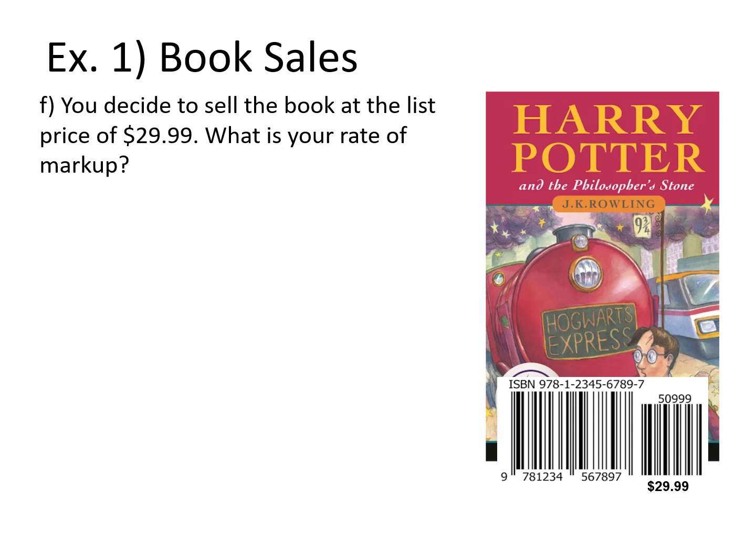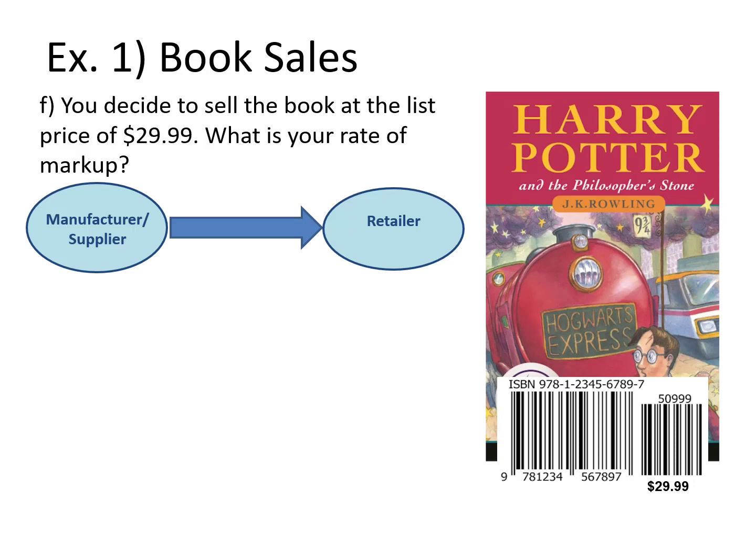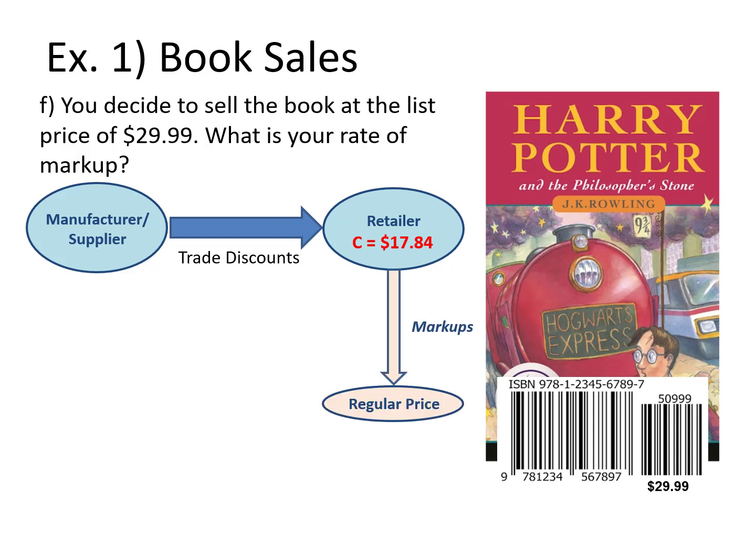Okay, part F, you decide to sell the book at the list price of $29.99. Okay, so the retailer's decided $29.99 it is. What is your rate of markup? So let's recall that the manufacturer went to the retailer with the trade discounts. We got a cost or a net price of $17.84. Now we have our regular price, $29.99. So markup, the dollar amount markup, is going to be the $29.99 minus the $17.84, meaning $12.14 is how much you profit for each book sold.